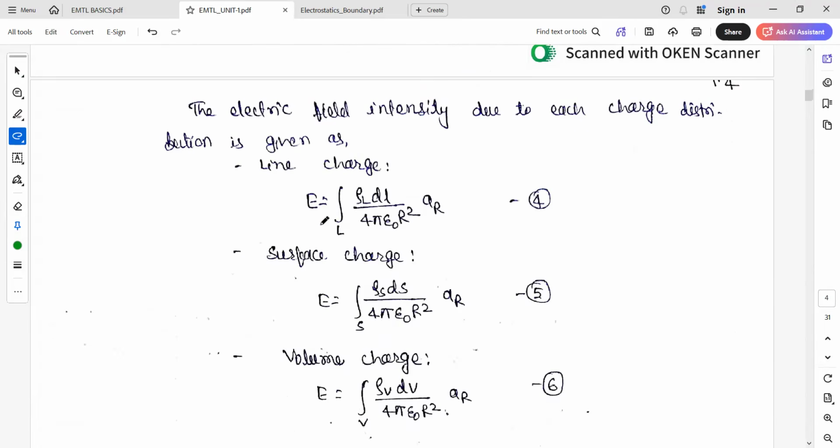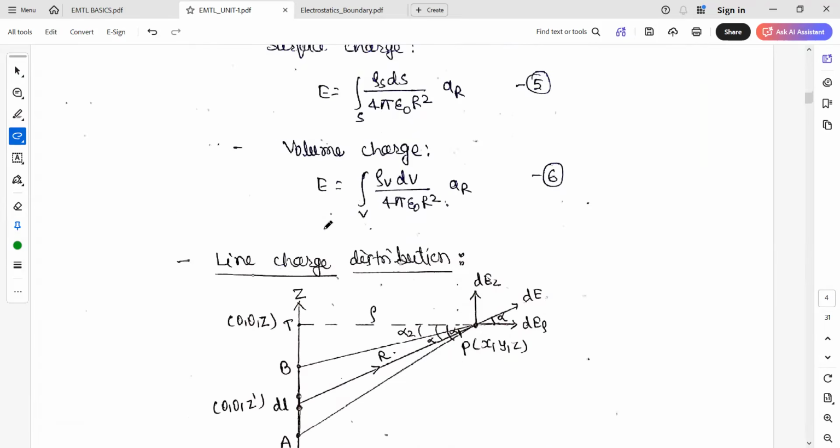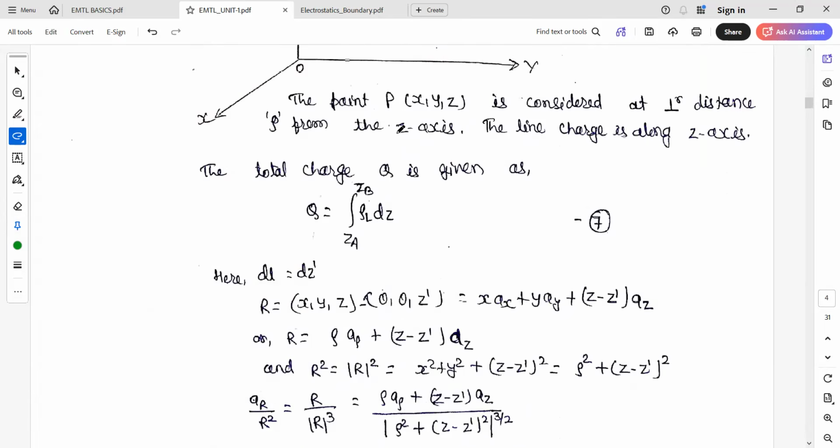Then we have, this is about electric field. We have many important things here: application of Coulomb's law. In between, wherever we have Maxwell equations, those Maxwell equations are also important.